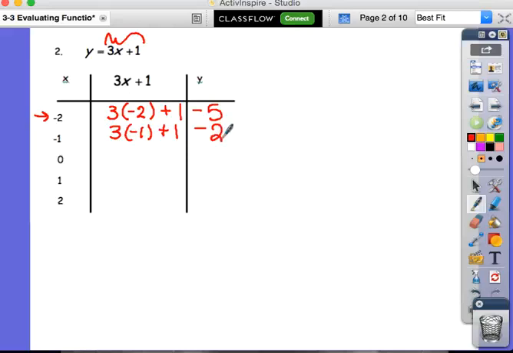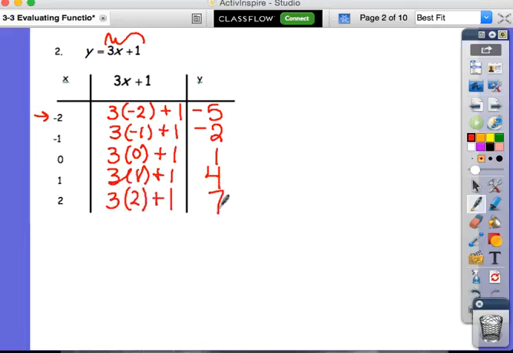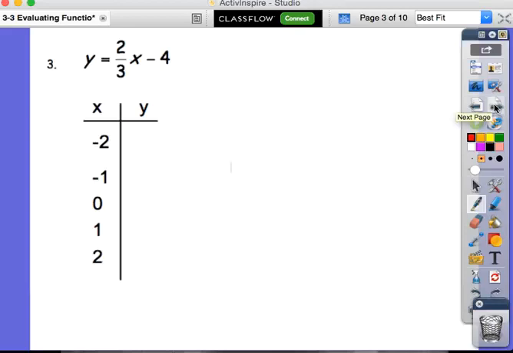Right? 3 times 0 is 0 plus 1 is 1. 3 times 1 is 3 plus 1 is 4. 3 times 2 is 6 plus 1 is 7. And now we have our inputs and outputs. Okay, let's do number 3.